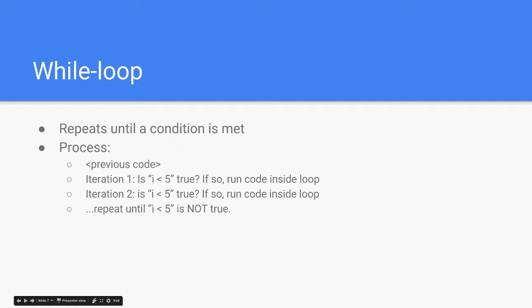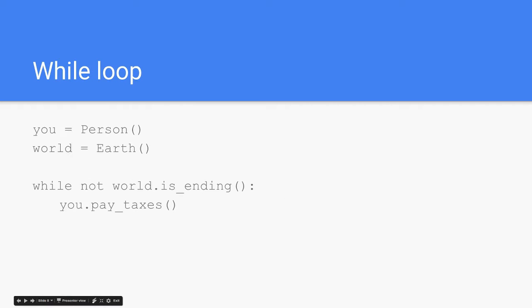While loops are similar to for loops in that they process data, but instead of a for loop, which depends on a list, a while loop is simply dependent on a condition. It repeats until a certain condition is met. Its process starts with the previous code, and the first iteration of a while loop asks, is this condition true? If this condition is true, then it'll run the code inside the loop. Second iteration, it will check that condition is true again, and if so, it'll run the code inside the loop, and it'll continue repeating this until the condition proves not true.